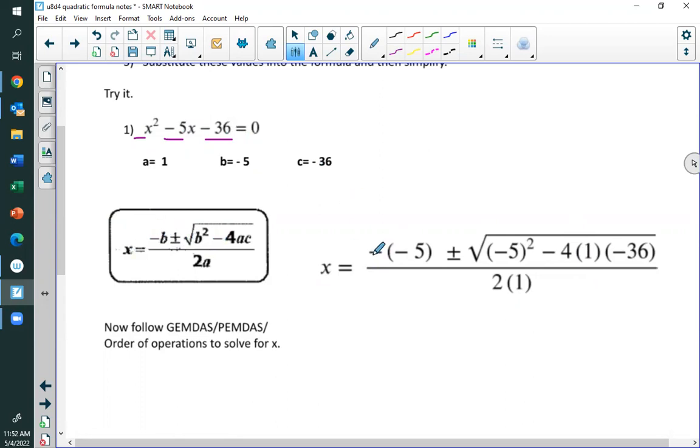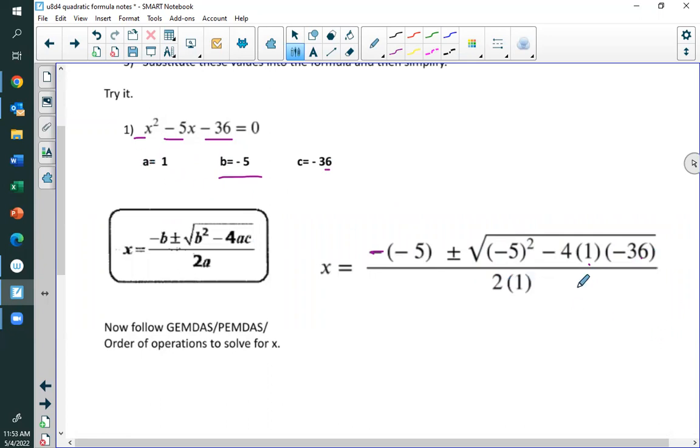So x is negative b, so I have negative of negative 5, plus or minus the square root of, now I'm going to plug in. I know b is negative 5, so I have negative 5 squared. Please use your parentheses because it matters whether or not this is positive or negative. Minus 4 times a, which was 1, times c, which was negative 36. And then it's all over 2a, 2 times a, again a was 1.